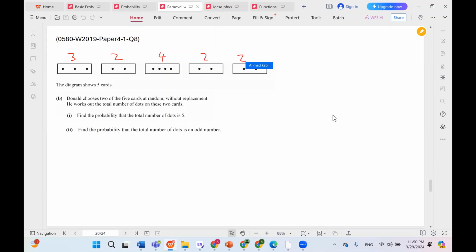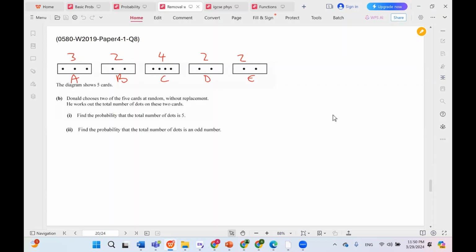So in I, we want to get a total of 5. So how can we get a total of 5 here? So let's number the cards. So let's say this is card A, card B, card C, card D, and card E.